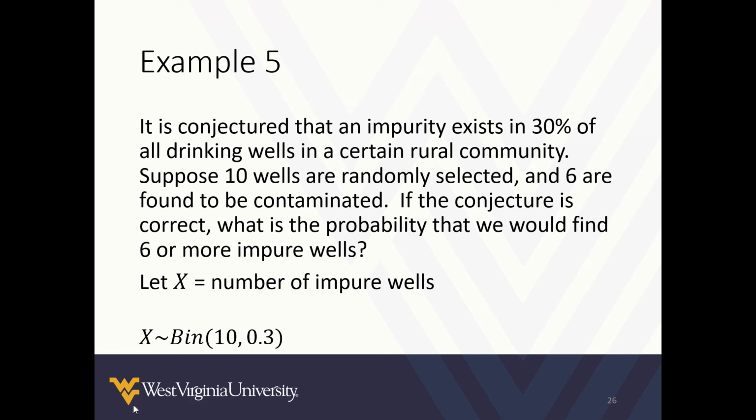Okay, let's take a look at another example. It is conjectured that an impurity exists in 30% of all drinking wells in a certain rural community. Suppose 10 wells are randomly selected and 6 are found to be contaminated. If the conjecture is correct, what is the probability that we would find 6 or more impure wells? We will let X be our number of impure wells, and we can tell that X is going to follow the binomial distribution. We're looking at successes and failures. Our sample size is 10, and our probability of success in this case is 30%.